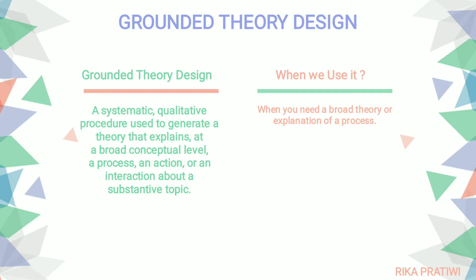Grounded theory design is a systematic qualitative procedure used to generate a theory that explains, at a broad conceptual level, a process, an action, or an interaction about a substantive topic. Grounded theory design enables us to generate a broad theory about our qualitative central phenomenon grounded in the data. And we can use it when we need a broad theory or explanation of a process.